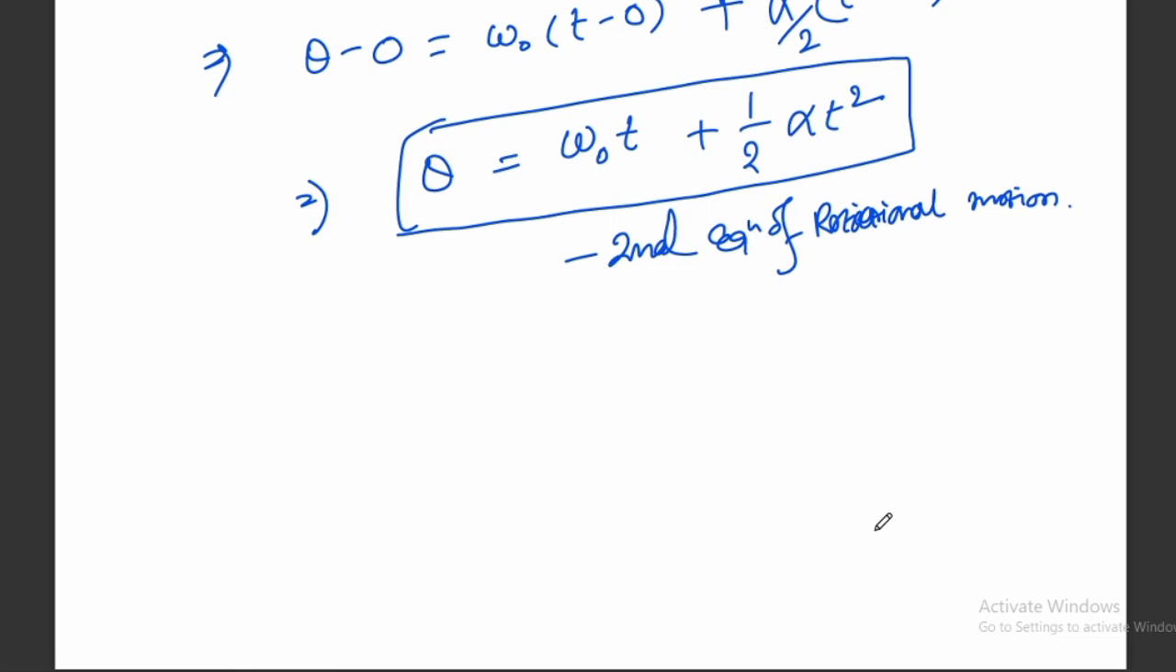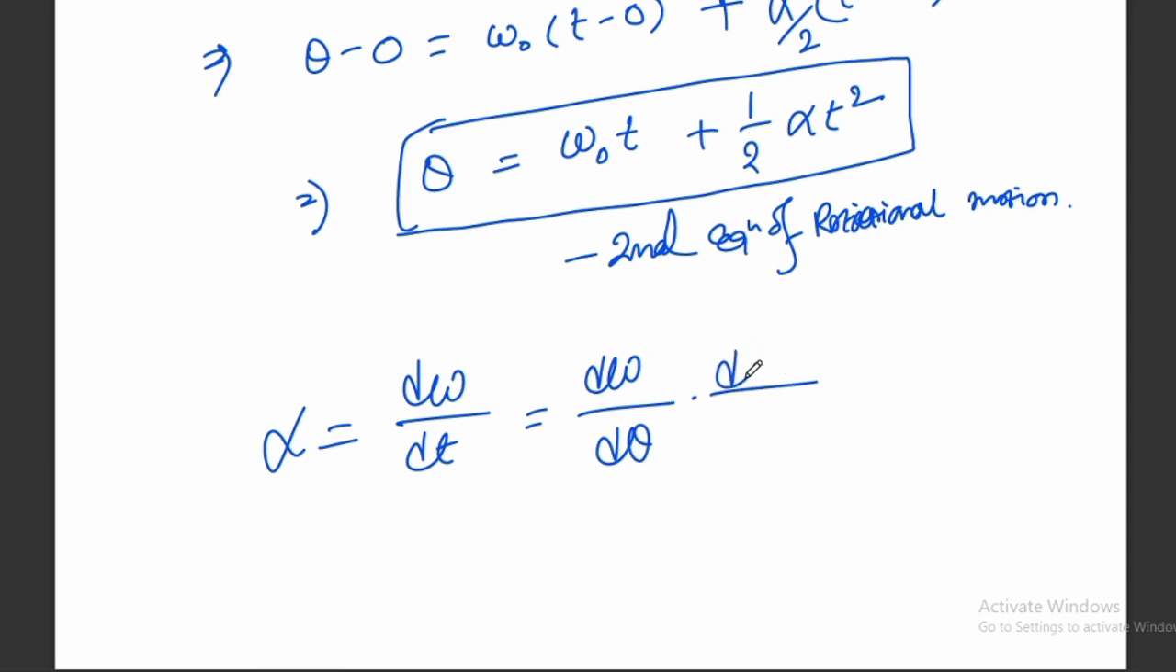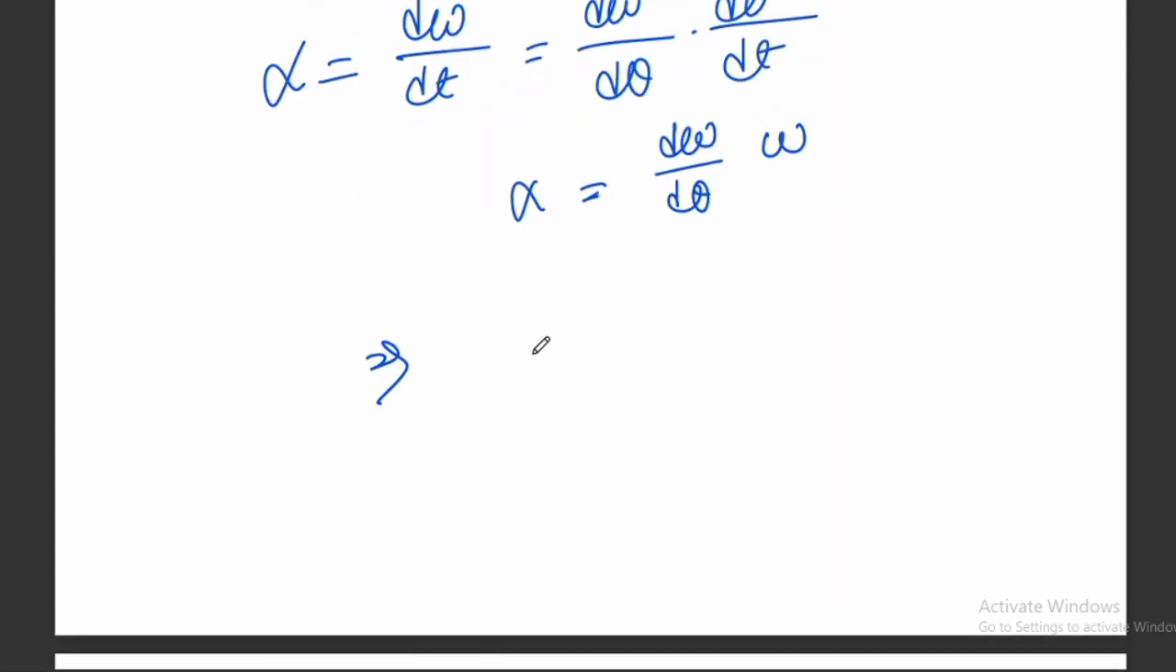Now let's derive the third equation of rotational motion. To do that, first of all, again, alpha equals d omega by dt. Now let's break this. This can be written as d omega by d theta times d theta by dt. The d theta and d theta get cancelled, so we get d omega by dt. Now d theta by dt is omega. So it will be d omega by d theta times omega, and that equals alpha. Now in the next step, we can write it as omega d omega equals alpha d theta.